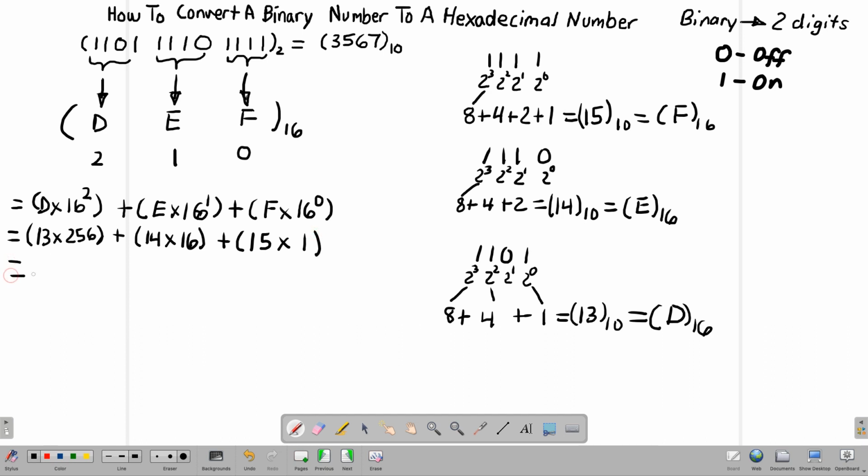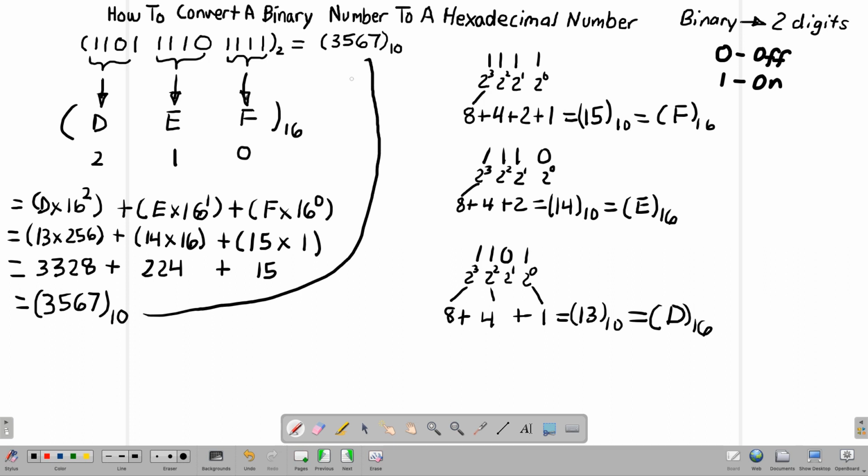So let's compute. We have 256 times 13. That's a value of 3328. And then we have 14 times 16. It's a value of 224. Plus 15 times 1 is 15. And so this equates to 3328 plus 224 plus 15, and it equates to a value of 3567. And this is in the decimal system. And this is just a test to show that this is correct. And this is what we wanted to show.